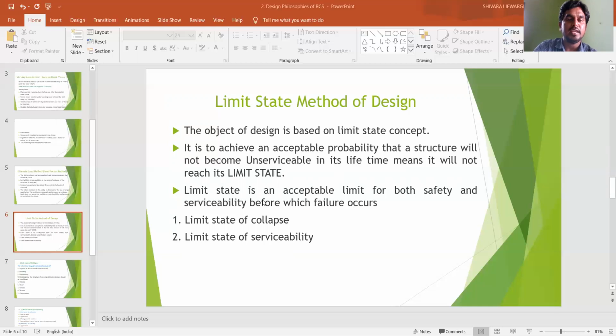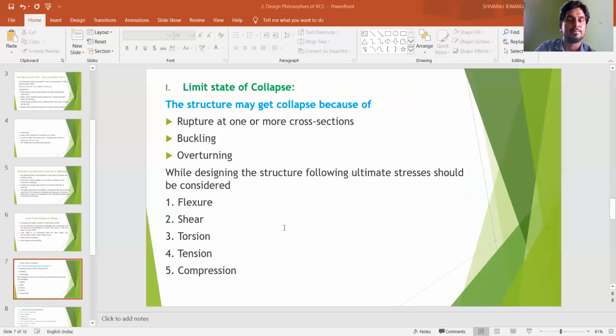Adopting this concept, this method was very much used in the design of concrete structures. In the limit state method, we see two limit states, that is the limit state of collapse and the limit state of serviceability. The first deals with the strength performance, and the second deals with the serviceability performance. Likewise, we'll see in detail about collapse and serviceability.